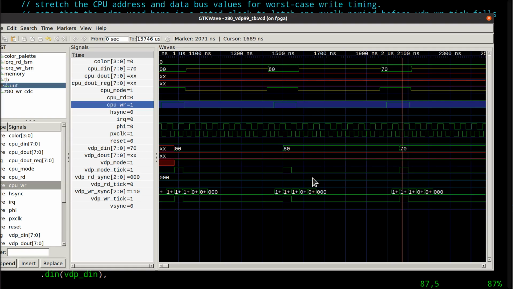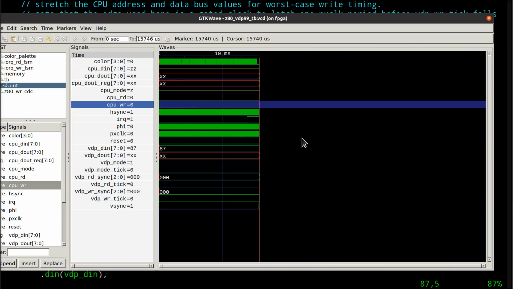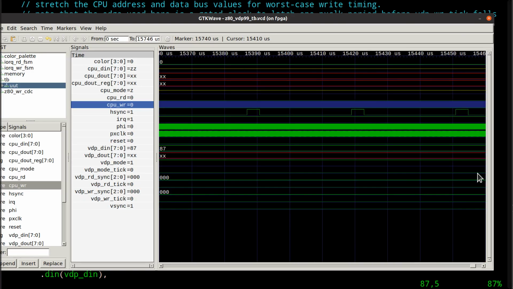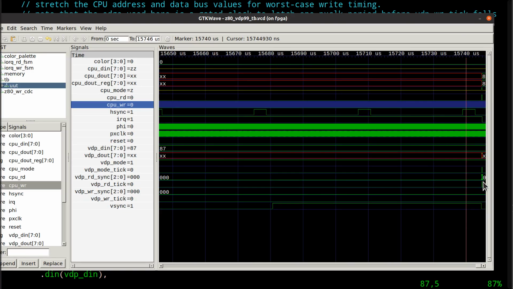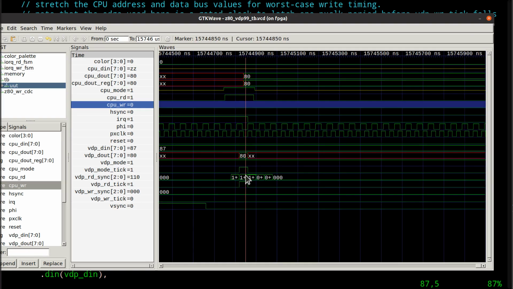Okay? But if the CPU wants to read something, we better have it there before this goes away, or the CPU never gets to see it at all. Okay? So let's zoom way out here. This is a lot of other junk, but for what we need, I know there's a read cycle way back here in the simulation. We can take a closer look at what's happening there.